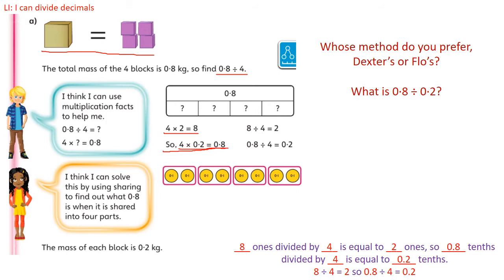She's done it a different way. She said, I think I can solve this by sharing to find out what 0.8 is when I've shared it into 4 parts. So she's written it out as 0.1, 0.1, 0.1, and again. So she's got 8 0.1s. And then she's drawn boxes round to show how many would go if she was to split it or share it between 4. But she's got the same answer. Which method do you like best?